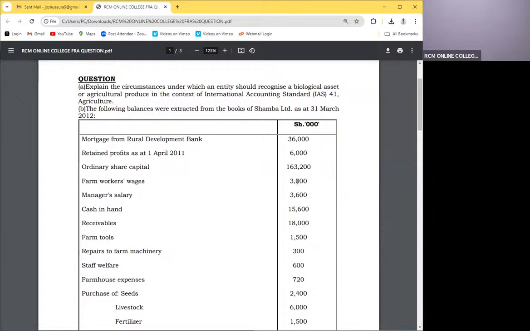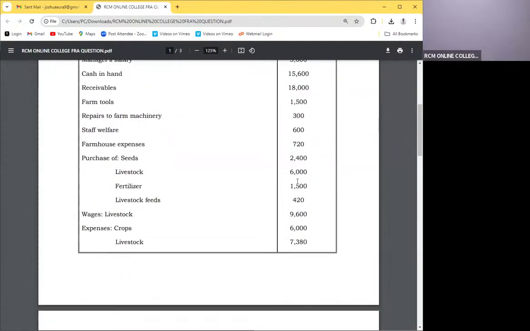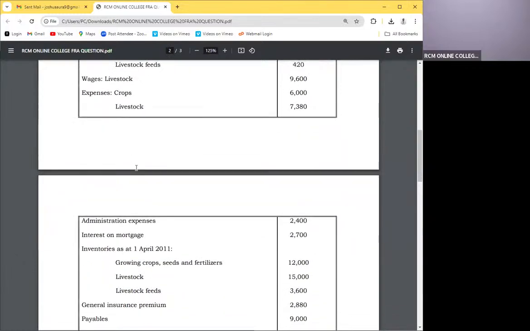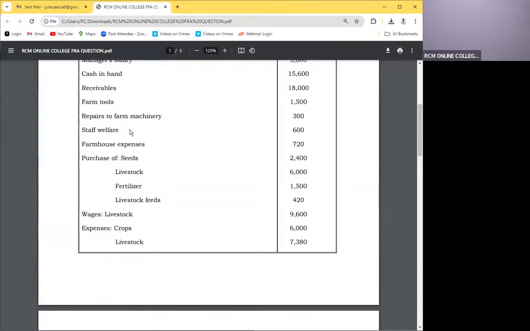I'll tell you why. Look at, for example, these expenses. We know expenses for crops and we know expenses for livestock. So these expenses that are apportioned are the ones going to the individual biological assets account. These ones here, we call direct. If you look at, for example, something like staff welfare, they're serving the whole farm, right?